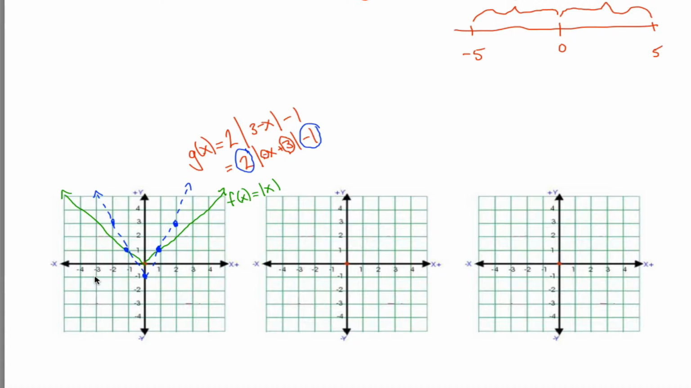But then if I divide that by -1, it jumps over here to +3. This x coordinate is -1. If I subtract 3 from -1, I'm over here at -4. But if I divide -4 by -1, it jumps over here.